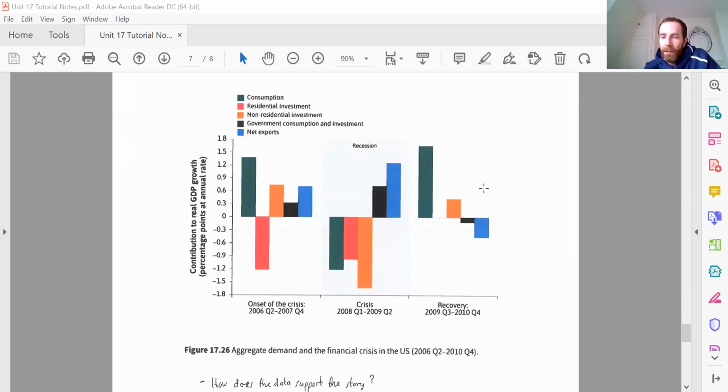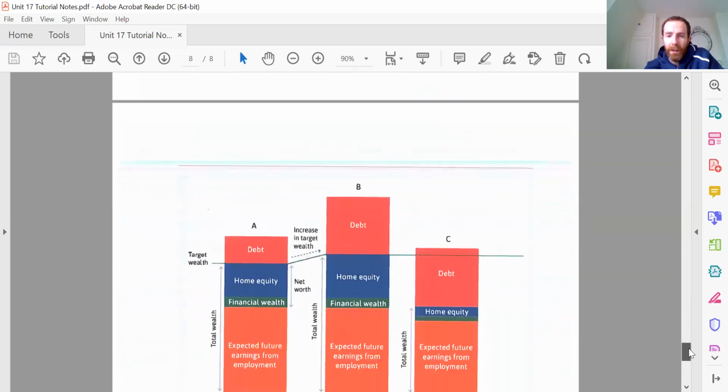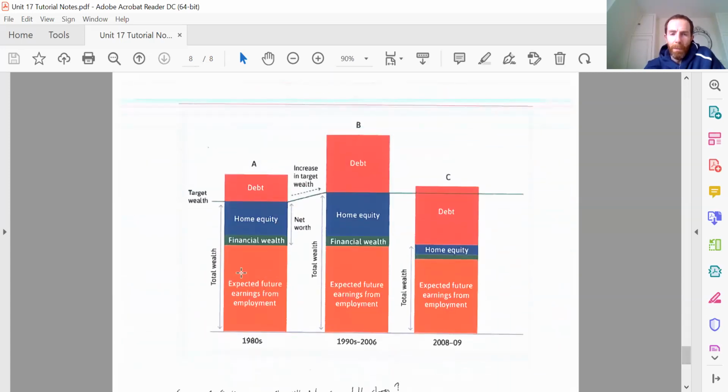But this seems to suggest that the government stimulus in the US certainly worked in terms of increasing aggregate demand and putting an end to the crisis. And we can also think about what happened at a household level using this idea of broad wealth again.